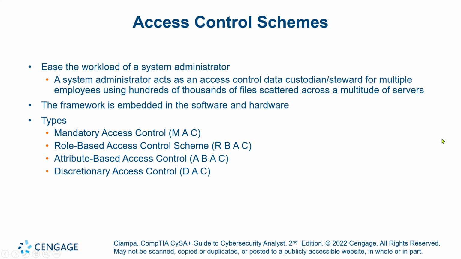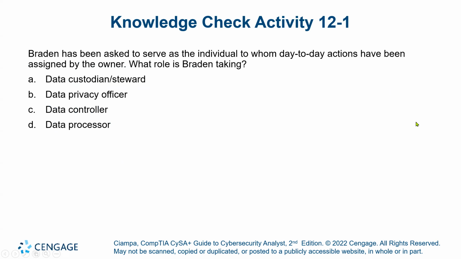Access control schemes ease the workload of a system administrator. A system administrator acts as an access control data custodian or steward for multiple employees using hundreds of thousands of files scattered across a multitude of servers. The framework is embedded in the software and hardware. Types: mandatory access control, MAC. Role-based access control, RBAC. Attribute-based access control, ABAC. Discretionary access control, DAC.